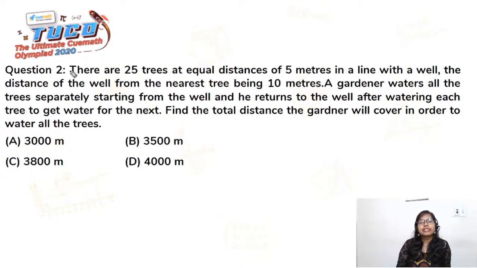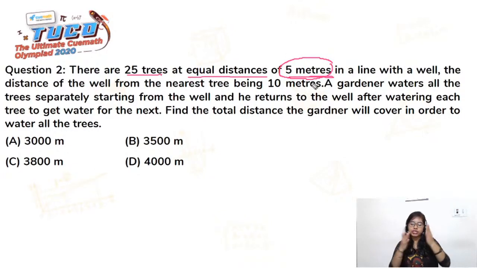Let's quickly see. There are 25 trees at equal distances. Equal distances is again a hint which would help us understand that this is an AP going on, of 5 meters. This is an indication that every time a tree is placed, it's being placed at 5 meters distance. So can I simply say this becomes our common difference d? That's it.